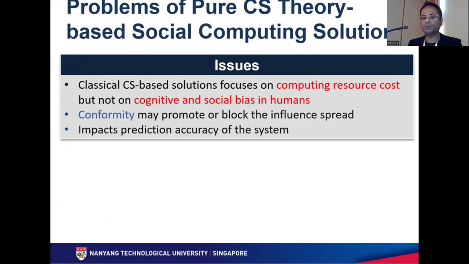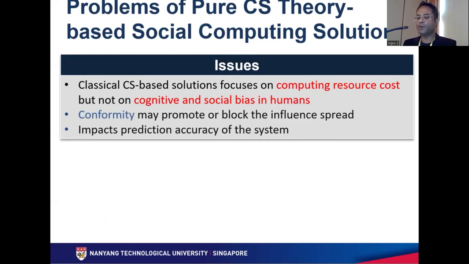So let me now highlight the problem of pure computer science theory-based social computing solutions, which is predominantly the case in the social computing literature. Classical computer science-based solutions focus primarily on computing resource cost. That's what we optimize: time, space, accuracy, whatever you talk about. They don't deal with cognitive and social biases in humans, not deliberately, very often.